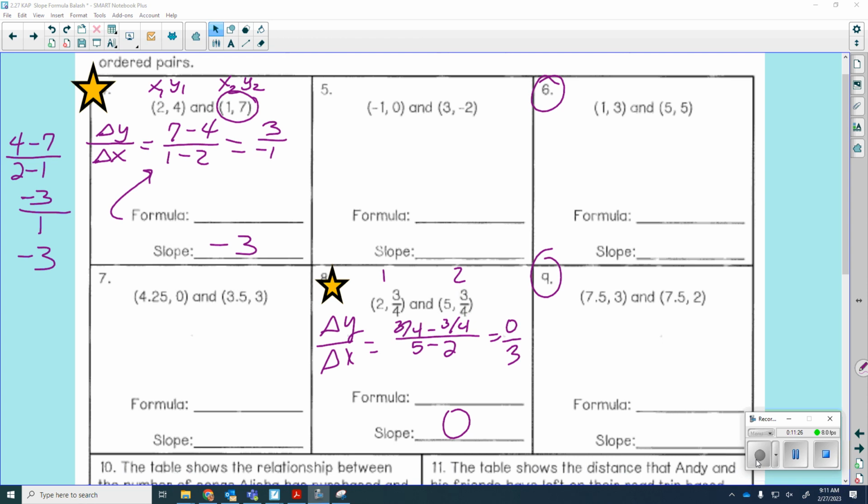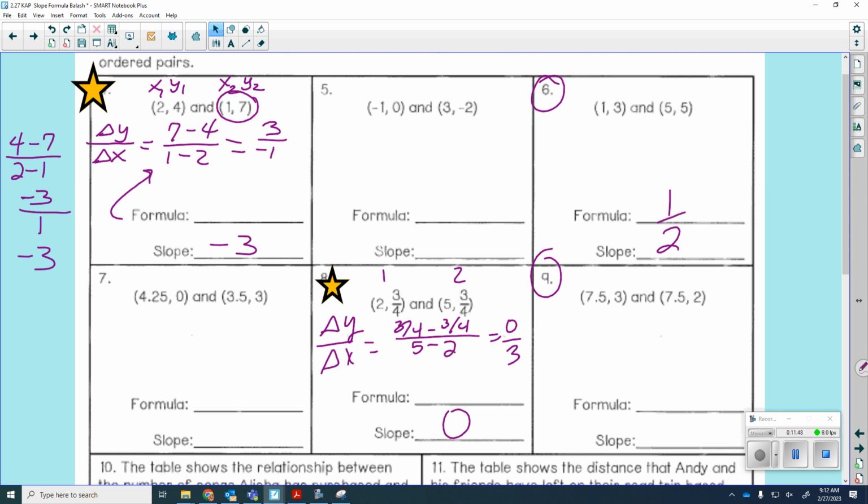Let's go ahead and go over the answers. What'd you guys get for your slope on number 6? 1/2. Do I need to work it? Sorry, I forgot to unpause it. 1/2. Okay, do I need to work it or are we good? Okay, how about number 9?